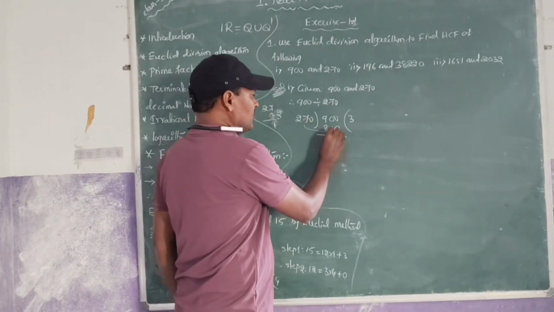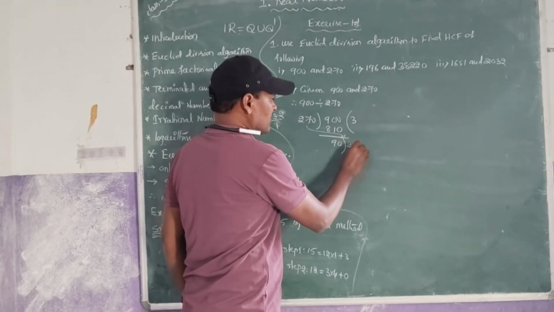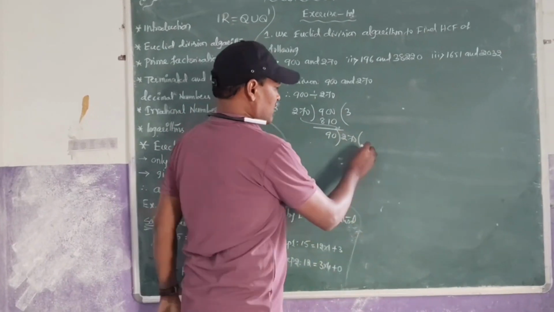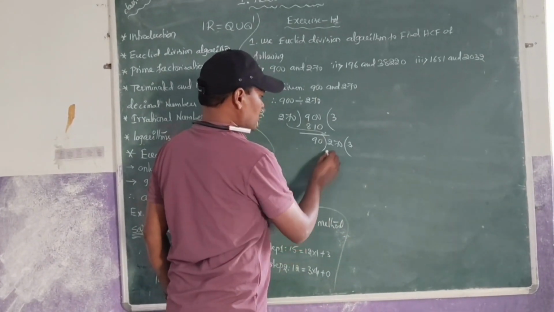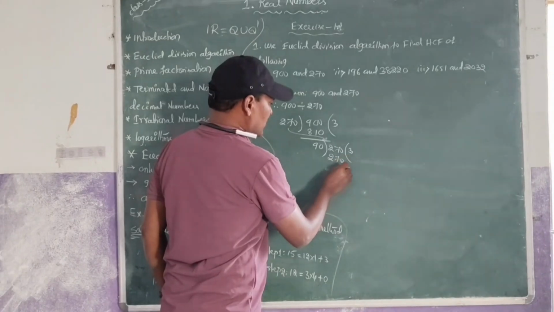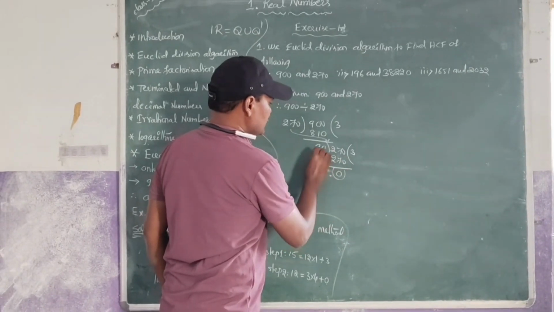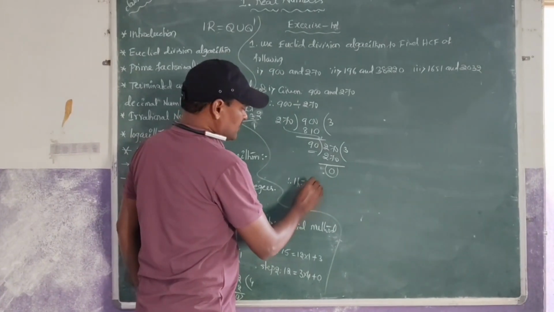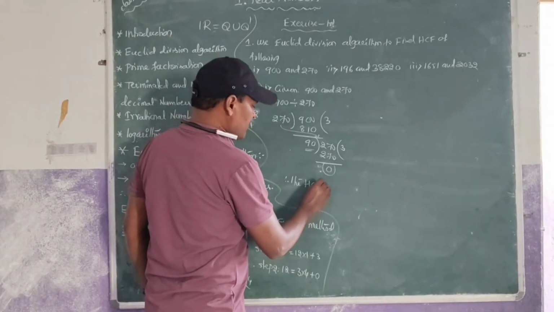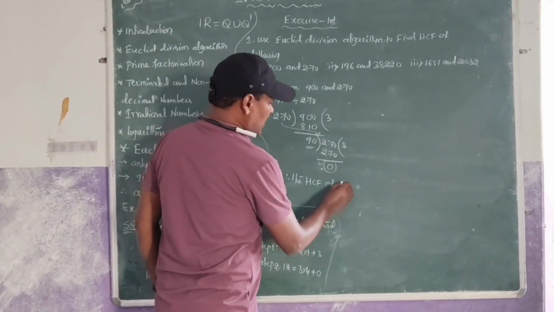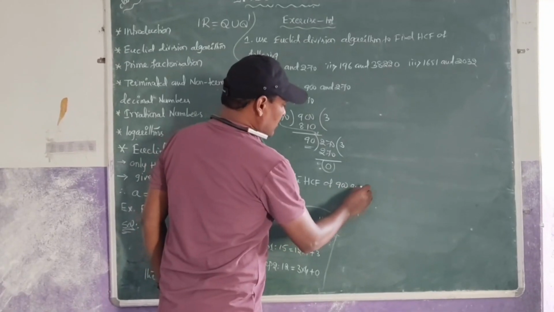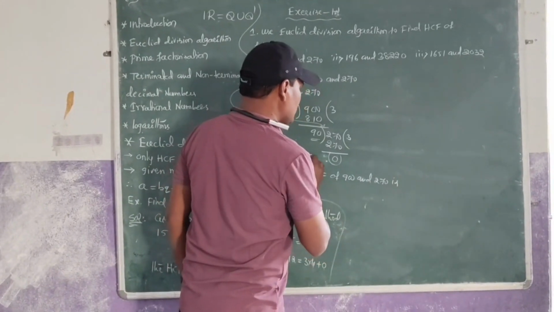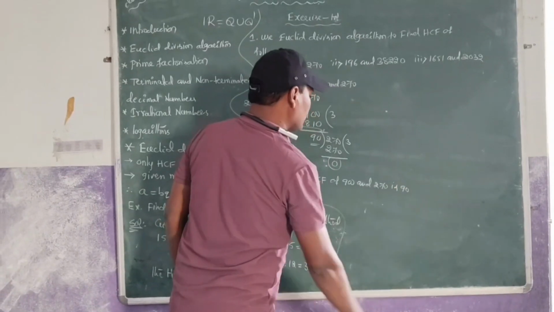Now continue. 270, right here. Next, 9 3 is 27, 9 3 is 27. Means 271. We will get the remainder 0. This is the HCF value. The HCF of 900 and 270 is 90.